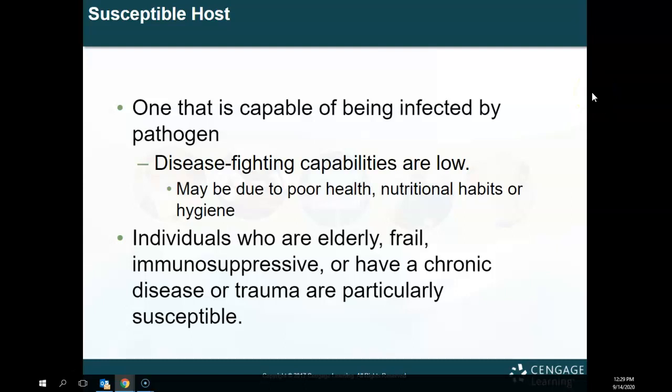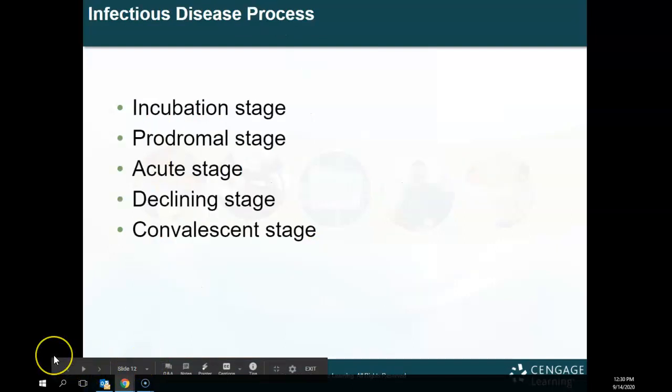But it also can be people that have bad health. Like if you have a chronic health condition that you have no control over, it just is what it is, that can compromise your immune system as well. Individuals who are elderly, frail, immunosuppressive, or have chronic disease or trauma are particularly susceptible. Why do you think that is? Right, because they're immunocompromised. They don't have the ability to fight things off like we do, right?